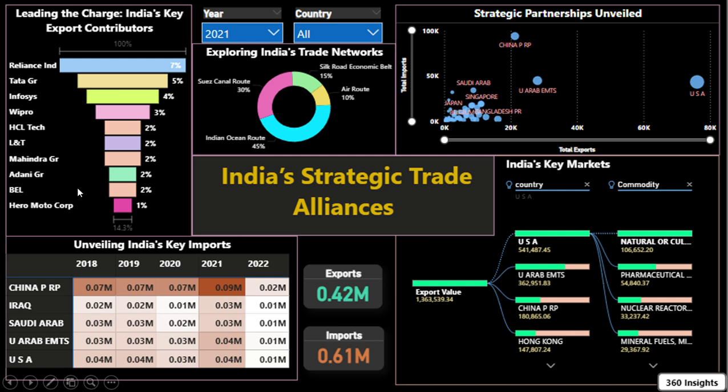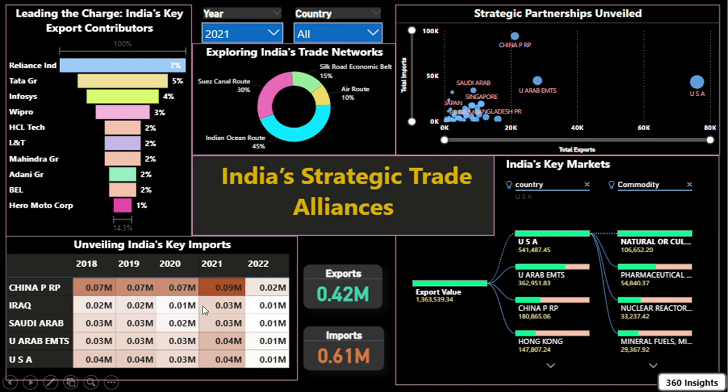So this is what I have given, and here also I have the year and country filter. Here we see exploring India's trade networks, like India is doing most of its trade from the Suez Canal route, Indian Ocean route, air route, and the Silk Road economic belt.